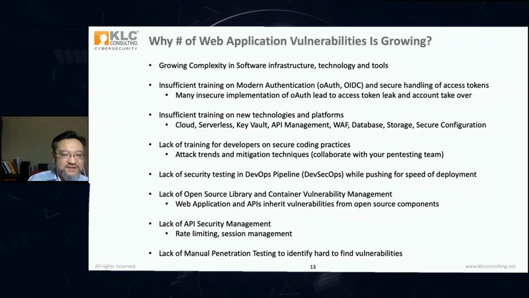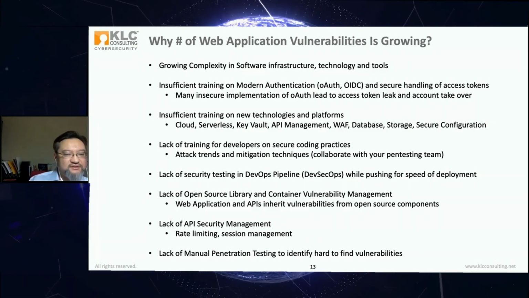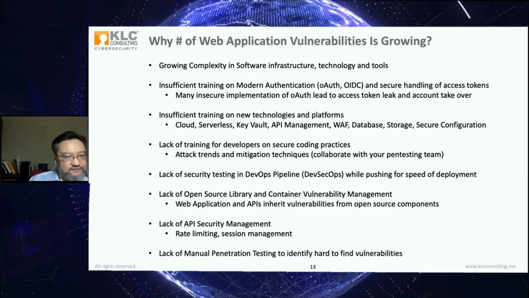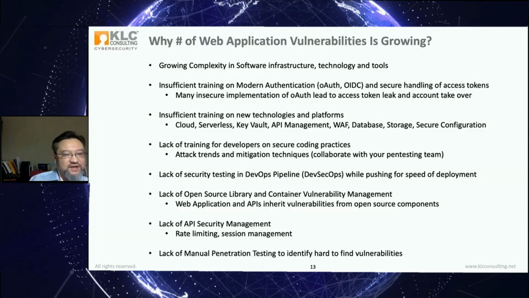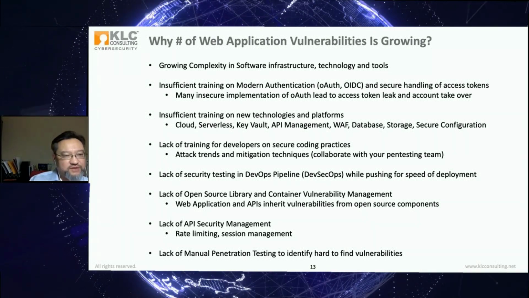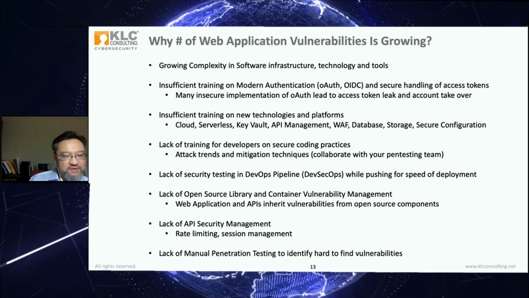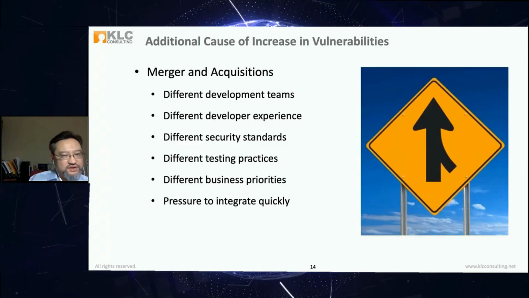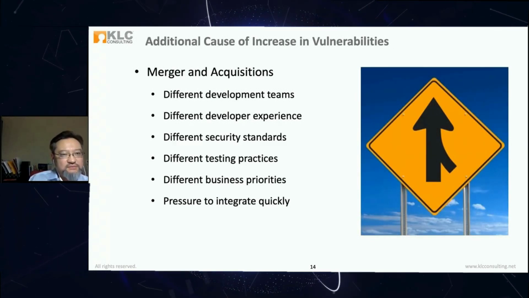There is a lack of security testing in the DevOps pipeline. Okay, and there's a lack of open source component vulnerability management. Just to mention here, container vulnerabilities are really caused by open source as well. So you should also scan the base image of the container. Make sure you have a tool scanning the base image for the containers. And there's a lack of API security management we talked about, such as rate limiting, and a lack of manual penetration testing.